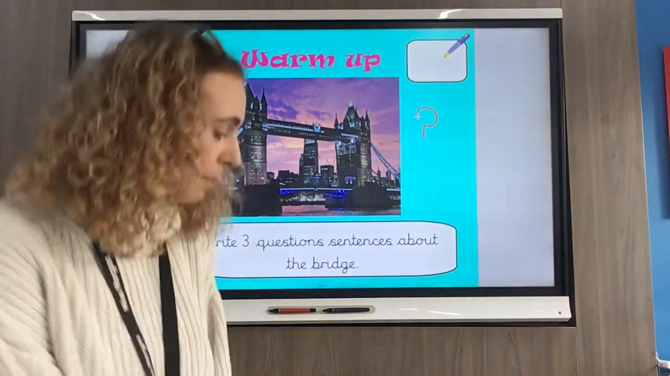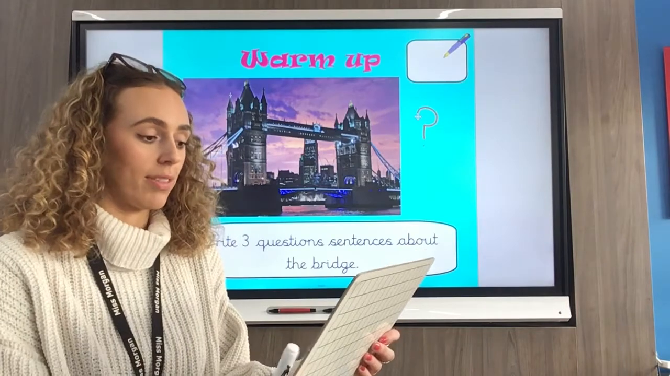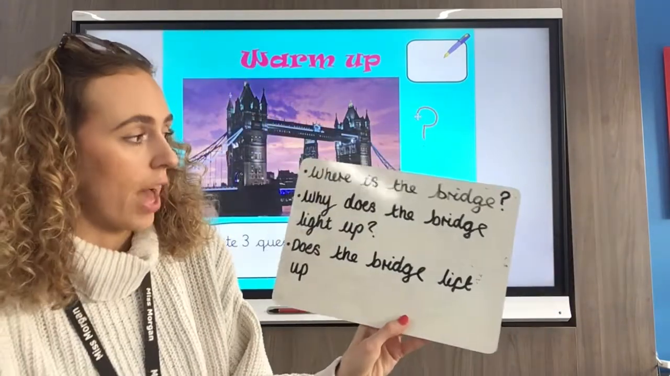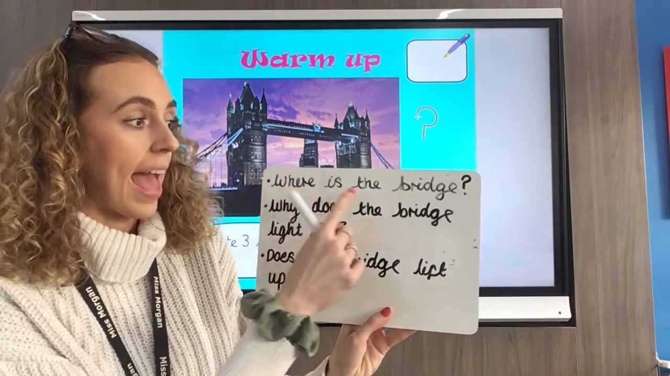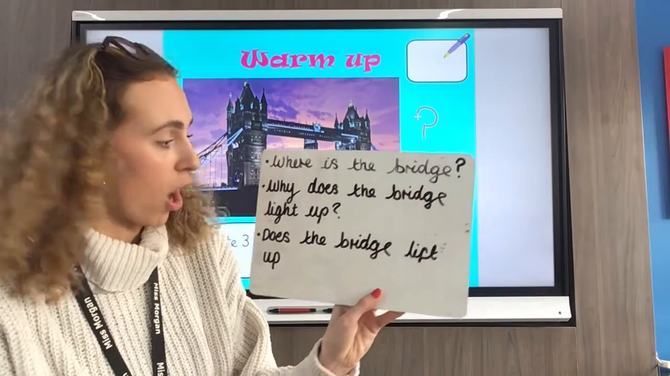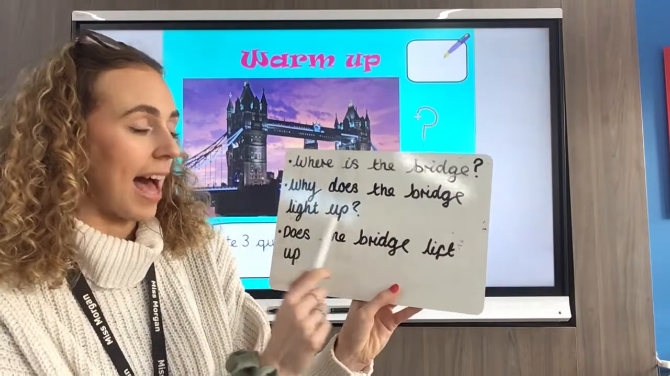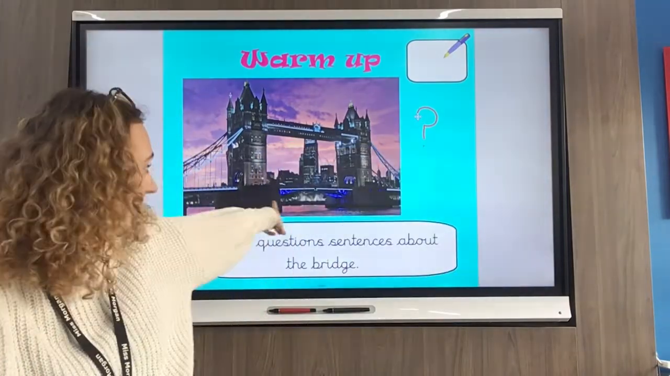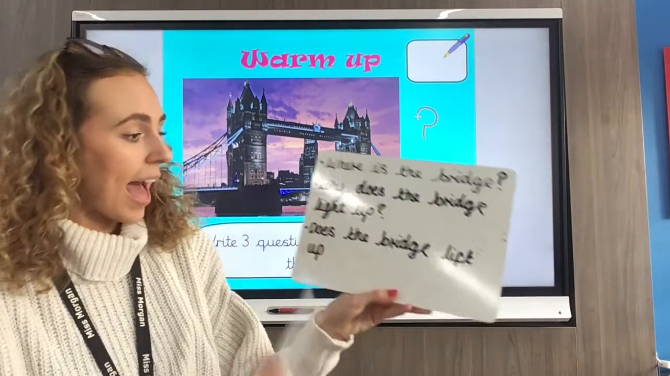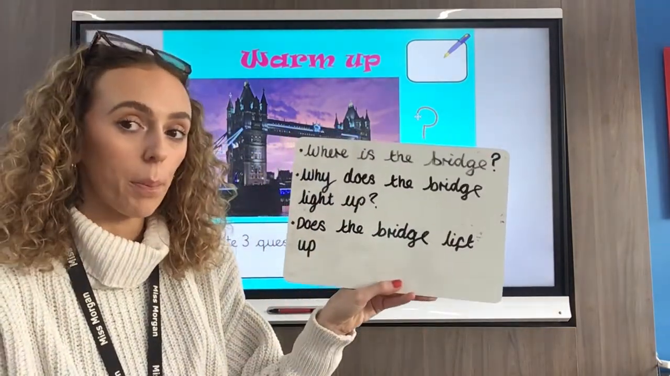Now, my first question was a little bit boring, but then I thought my other questions were very good. So, I have written, where is the bridge? Because I don't know where the bridge is, and I've used my question mark. Why does the bridge light up? Can you see that it glows? I'm really intrigued. That means interested to know. And does the bridge lift up?